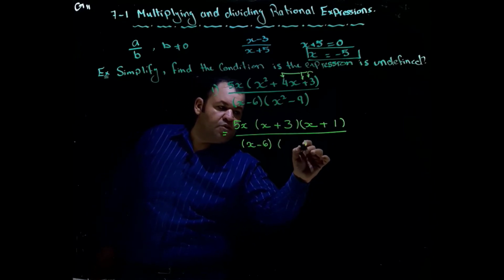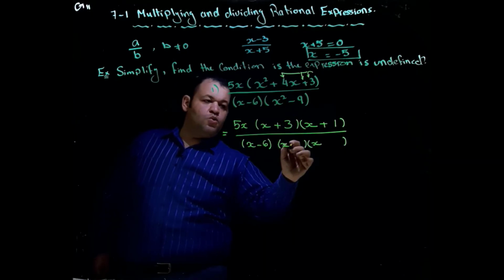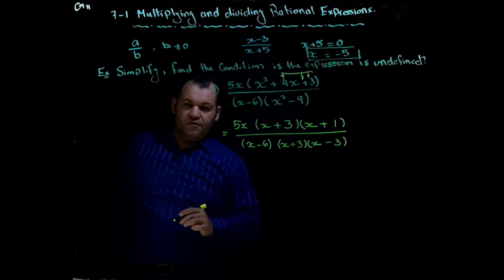To factorize it, open two brackets. Now we have x and x. Now we need to find the square root of 9, which is 3 and 3. One of them is positive and the other will be negative.